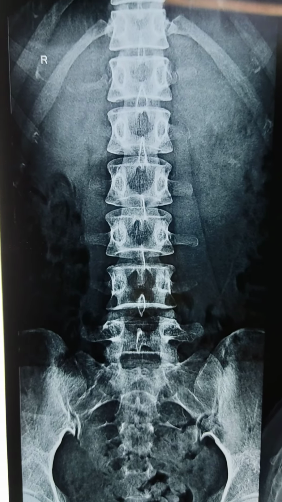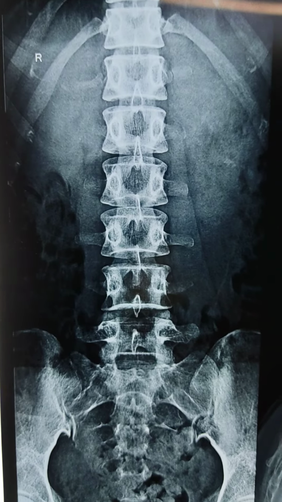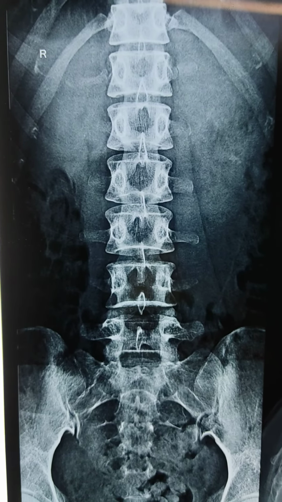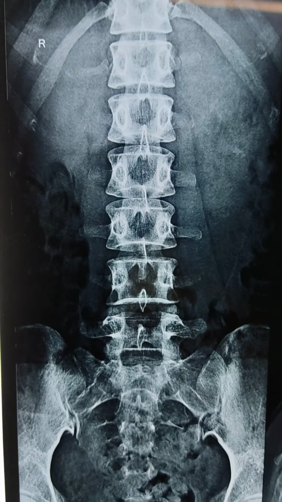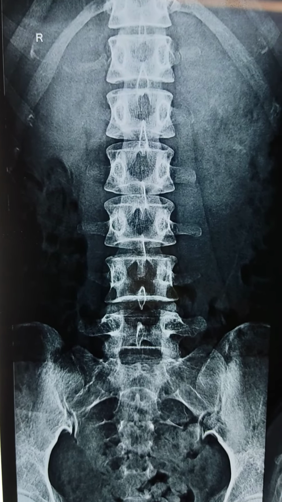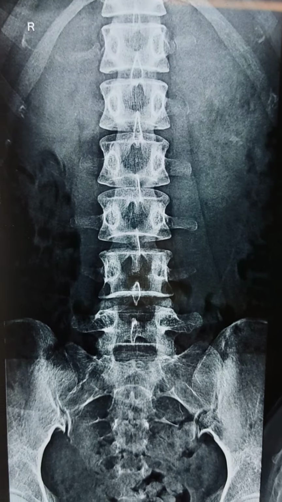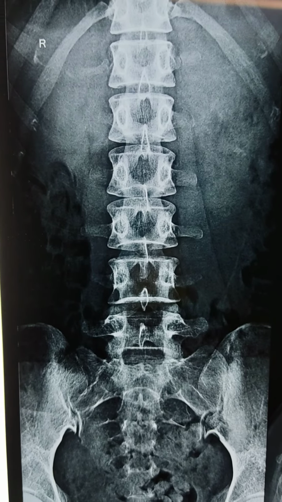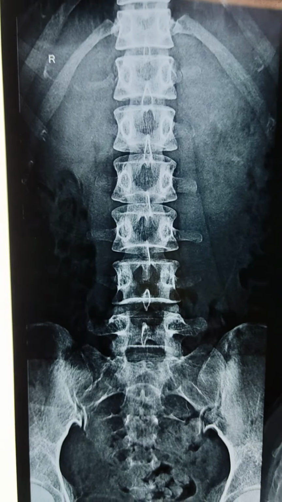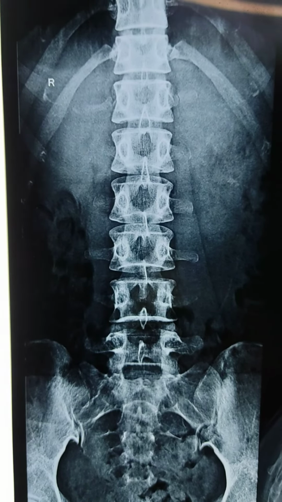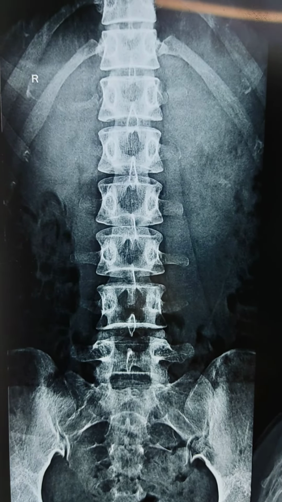Taking the history is equally important, like whether the pain is more in the evenings, whether the pain is more after forward bending, or whether the pain is increasing after cough. Whether the pain is more in forward bending or backward bending, you should also see for any deficits. So examination is very important, in addition to the X-ray findings.